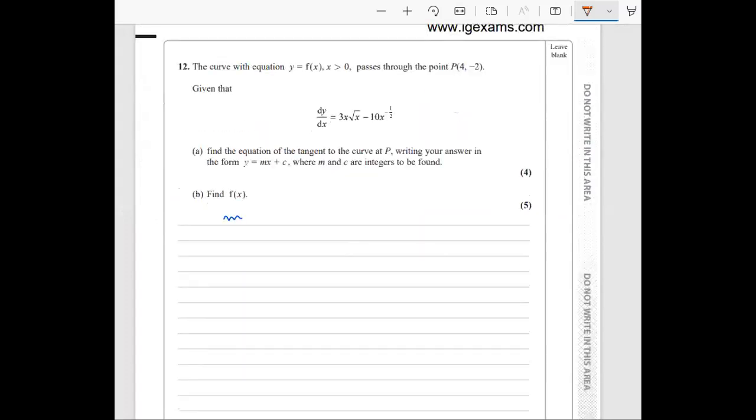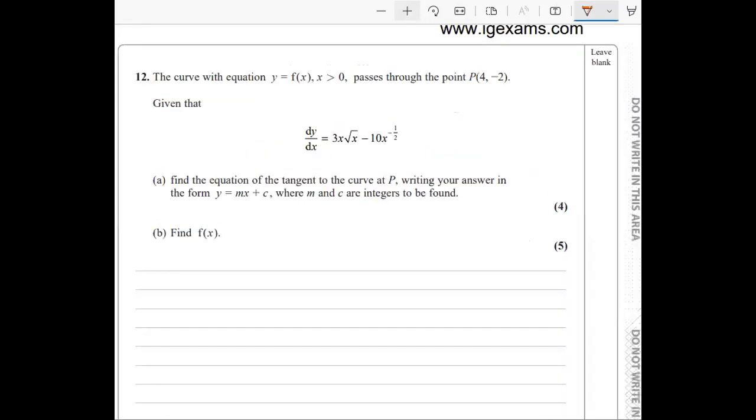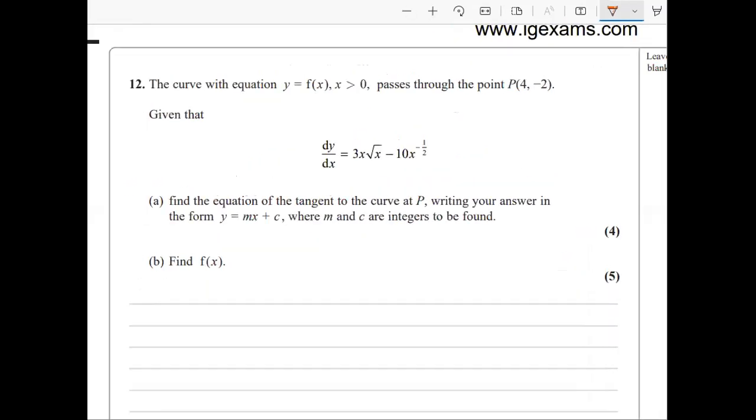This is the 12th question and the last question of this paper. So let me zoom in a bit. The curve with equation y equals f of x, with x greater than 0, passes through the point P. Given that dy by dx equals 3x under root x minus 10x to the power minus 1 by 2, find the equation of the tangent to the curve at P.